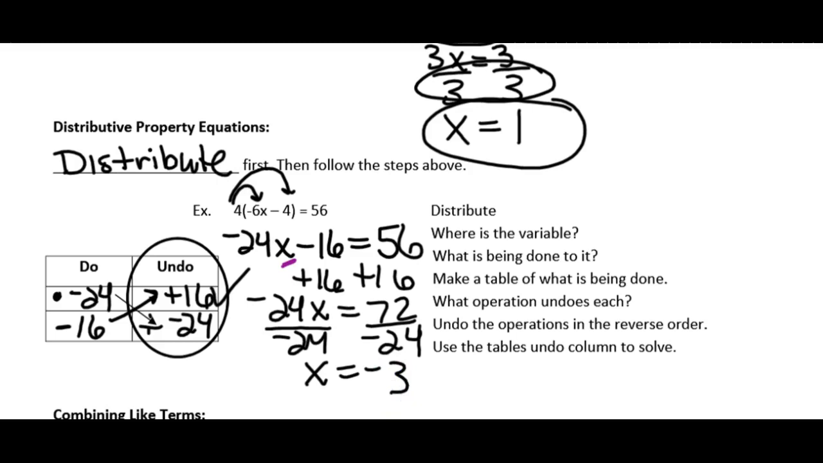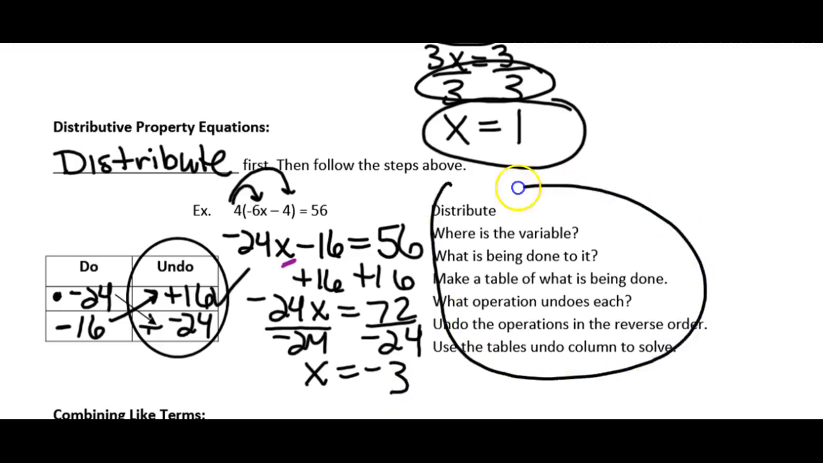So you're always looking at this here, thinking about this. Where's the variable? What's being done to it? Making that table if you need to. Some of us will be able to not make the table, we'll be able to make the table in our head. Thinking about what operation undoes each thing that's happening to the variable, and then just going ahead and applying those.